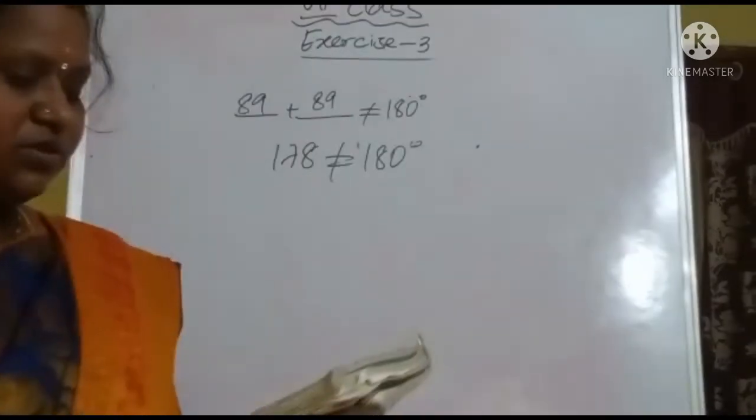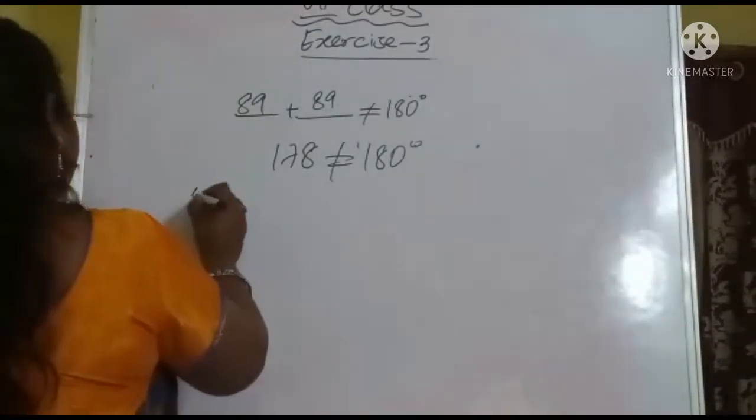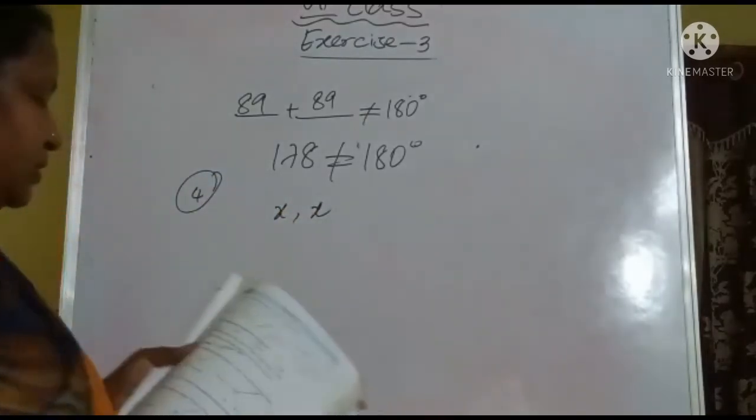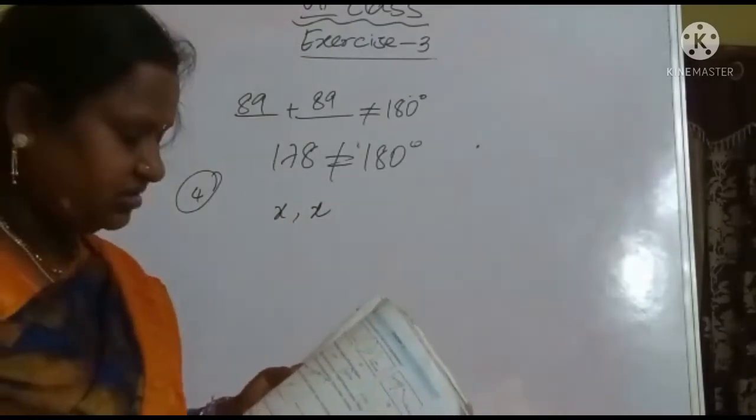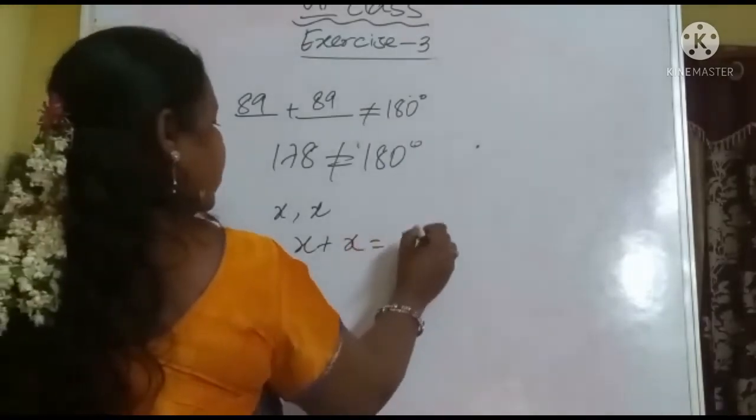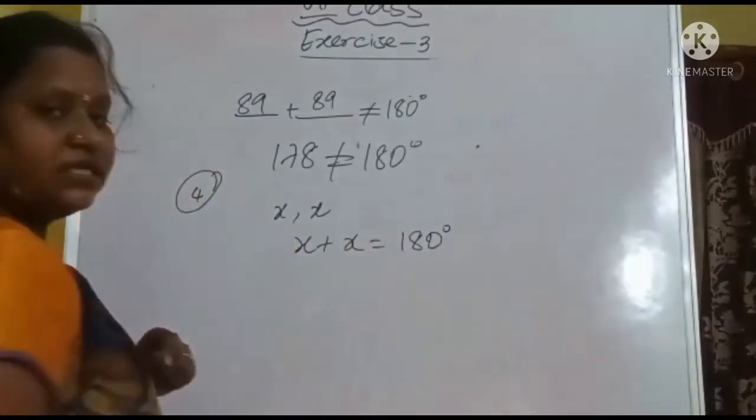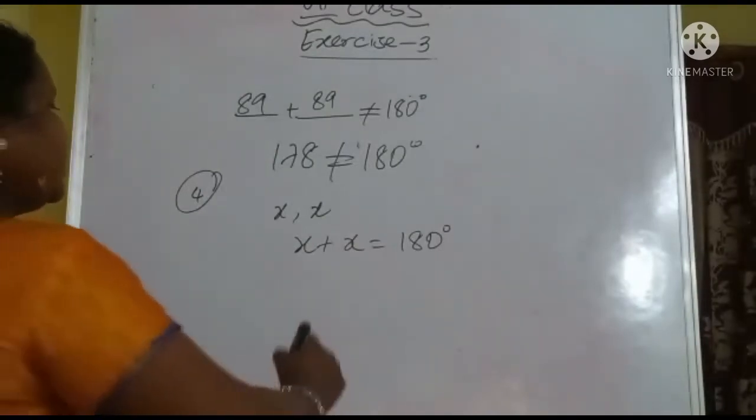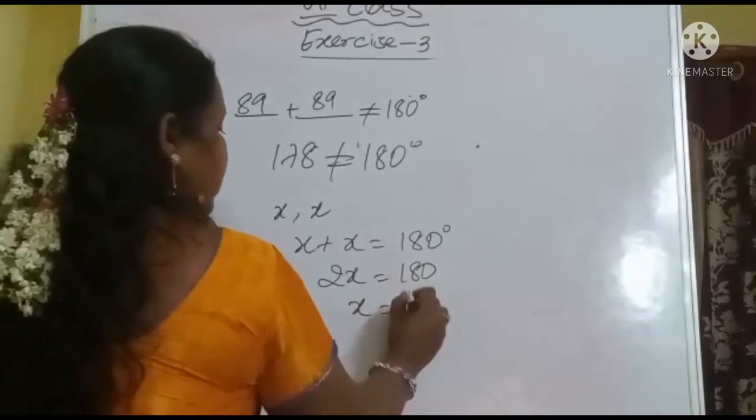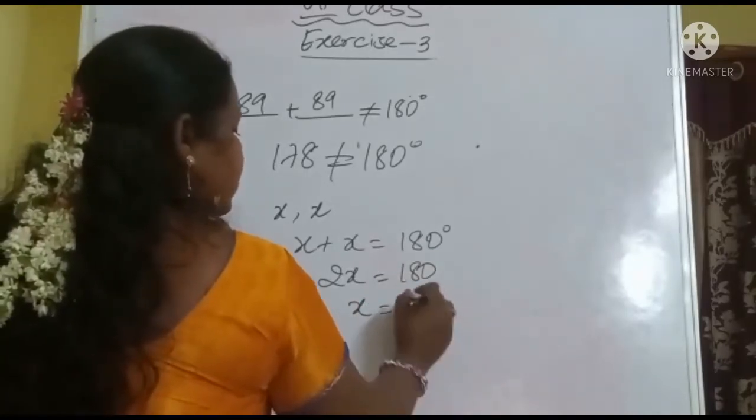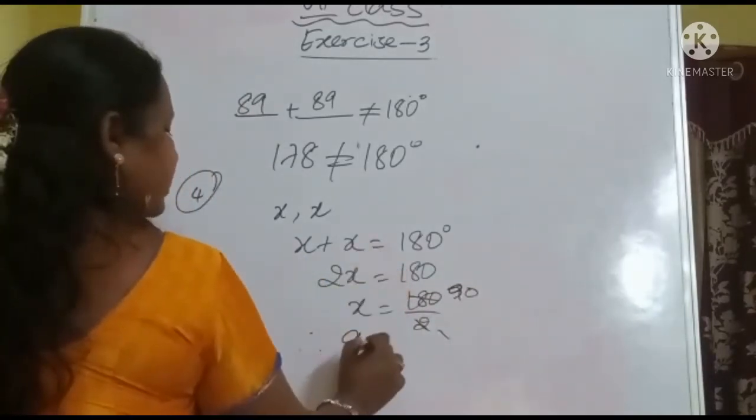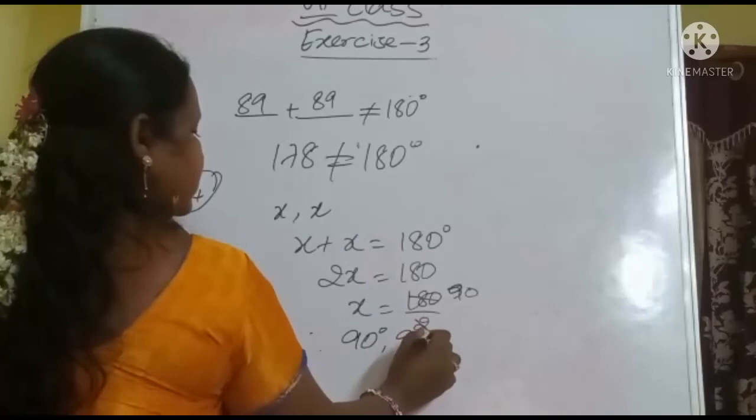Coming to the last problem in this exercise, two angles are equal and they are supplementary to each other. Find them. I will take the two angles as x. Supplementary means if you add the two angles, it should be equal to 180, and both are the same, so I have taken x and x. So 2x is equal to 180. In order to find x, do 180 by 2, which is 90. Therefore, the two angles are 90 degrees and 90 degrees.